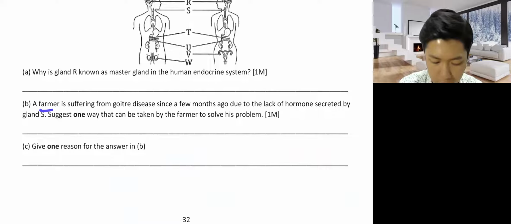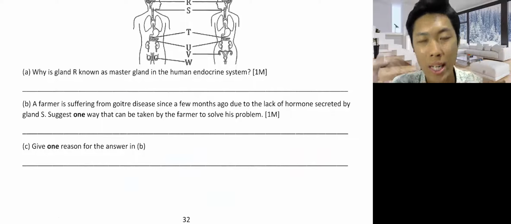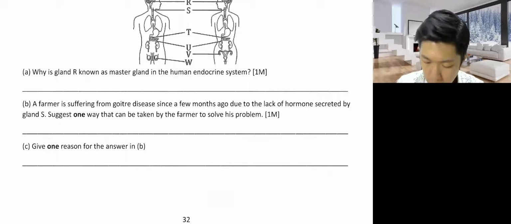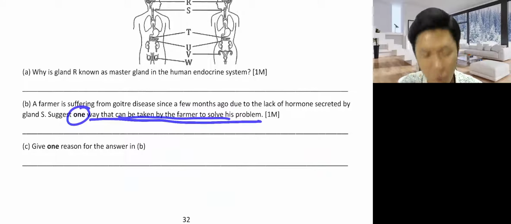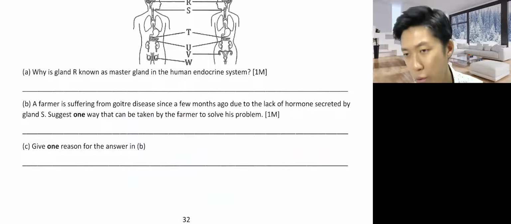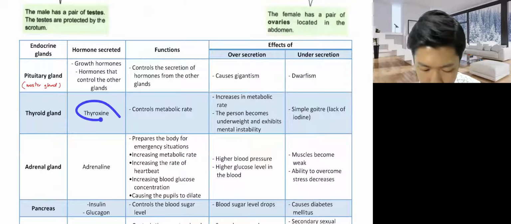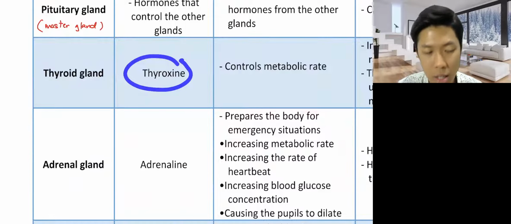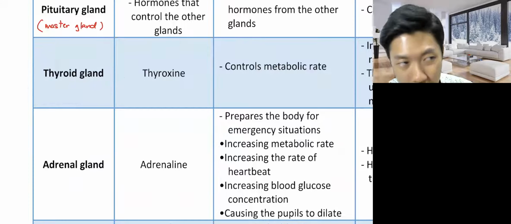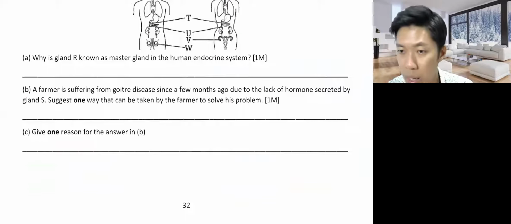Okay. A farmer suffering from goiter, your neck swollen, the thyroid problem, remember? Suggest one way that can be taken by the farmer. I think one type of food that can be taken. Well, everyone knows that the thyroid gland requires what? It requires iodine to work, right? So if you don't have enough iodine, then not enough thyroxine. Not enough thyroxine, then the thyroid gland gets angry and becomes swollen. Okay, so it's about the iodine.